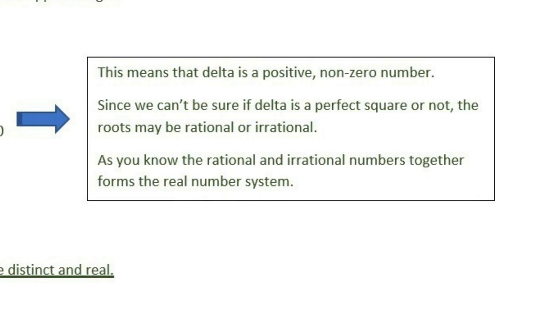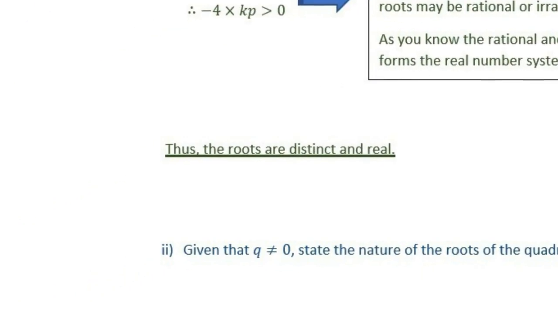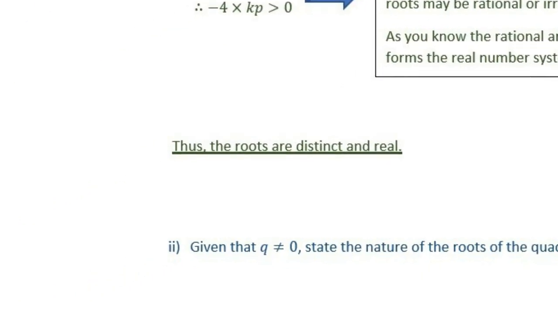So delta is positive and not 0. But we do not know if that number is a perfect square or not. So the roots may be rational or irrational, and you should know from number theory that together the rationals and irrationals form the real number system. So our final answer is that the roots are distinct and real.